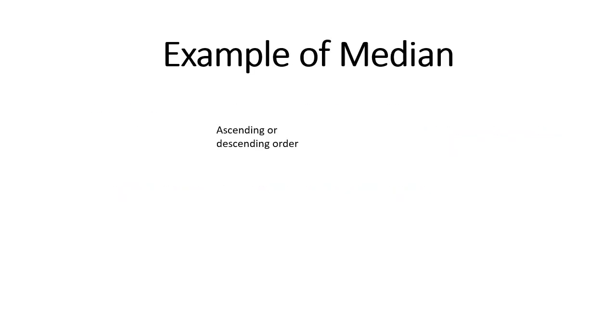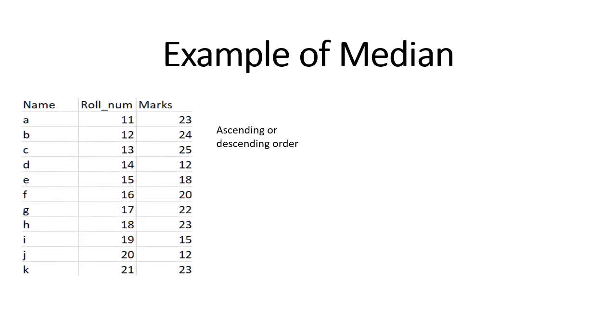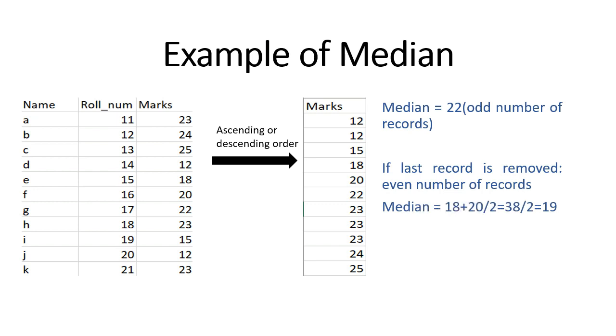Example of mean. Example of median. So this is our student database having attributes name, roll number, marks. After arranging it in ascending or descending order, the marks column will become like this. So the median equals 22. That is because there is an odd number of records, 11 is an odd number for sure. So the median comes out to be the middle number, that is 22.